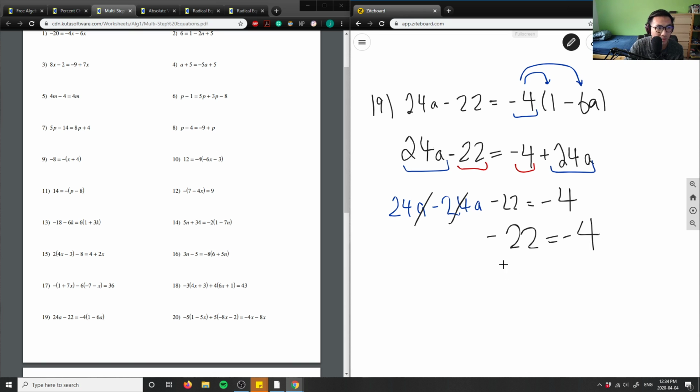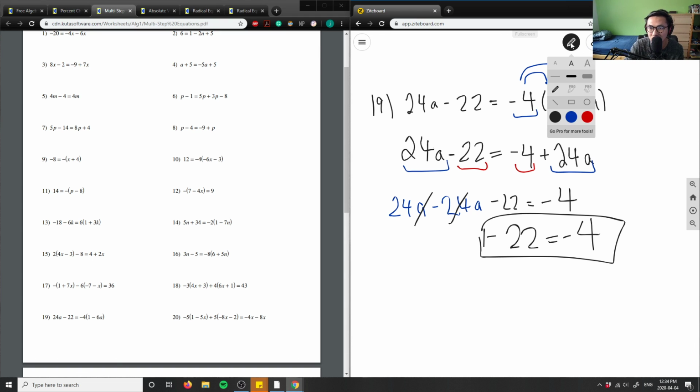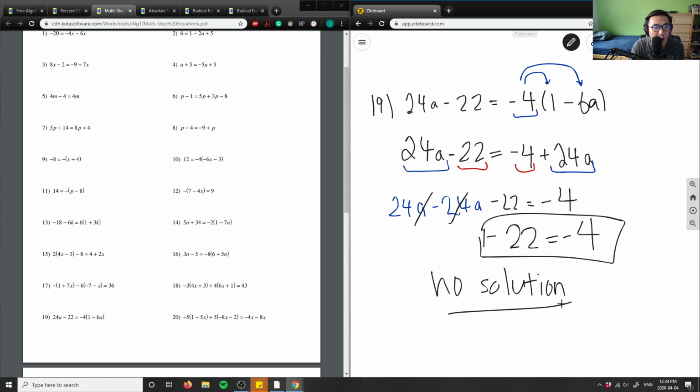So that's not right. That's not math. This is bad math here. So what happens here? What does that mean? It means that my solution has no solution. So in this case, a has no solution. No solution. So there's no value of a that satisfies this equation.